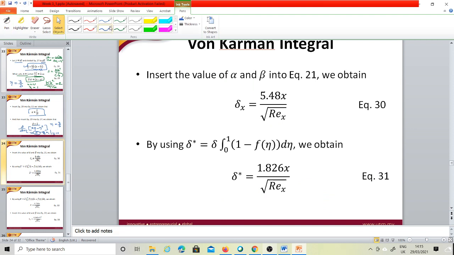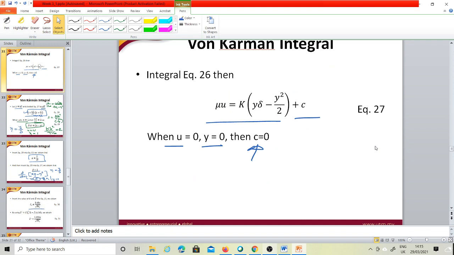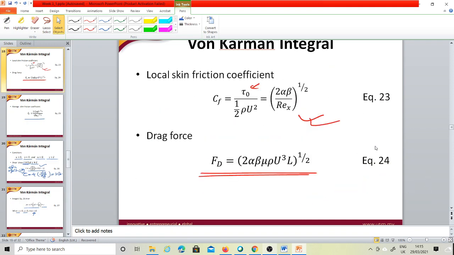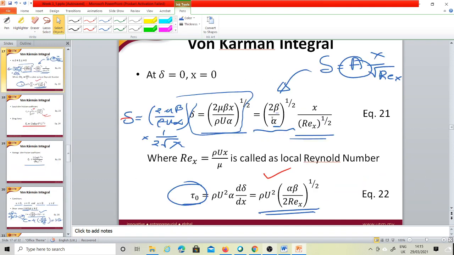So now a very simple thing: just substitute the value of alpha and beta in equation number 21. If you remember, equation 21 was delta equals the square root of 2 beta over alpha form. So you put the value of beta and alpha, simplify it, and you will get the value. You can take the root, and maybe you will get 5.84, something like that.